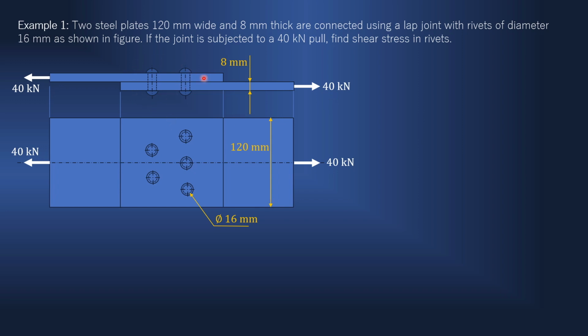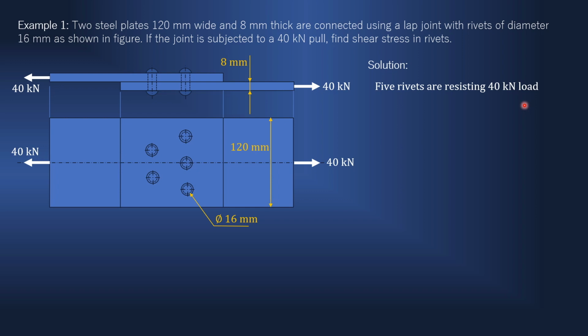When you watch this diagram, the first thing you realize is that the rivets are in single shear. Each rivet is in single shear. That is, only one cross-sectional area of each rivet, only one cross-section of each rivet, is resisting the load. But each rivet is not resisting the 40 kilonewton load. 5 rivets are resisting that 40 kilonewton load.